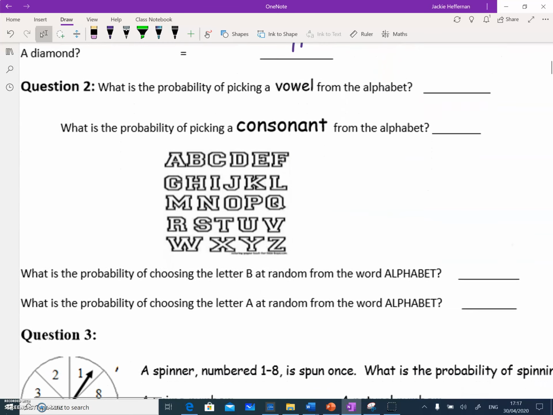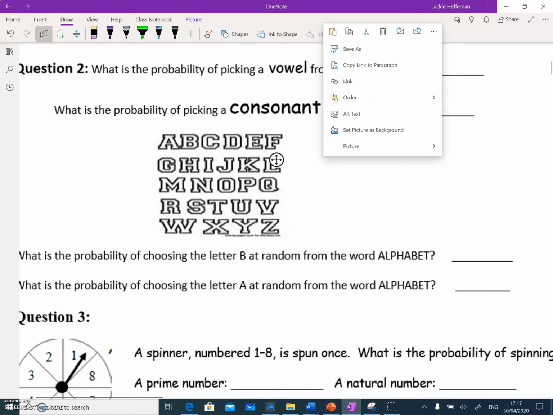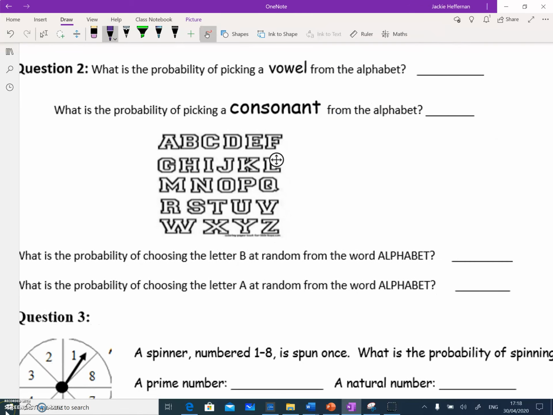Question 2. Right, you need to know what a vowel is, and you need to know what a consonant is. So a vowel is A, E, I, O, and U. Every other letter is a consonant. So what's the probability of picking a vowel? So there is 5 out of how many letters in the alphabet? So it's 5 over 26.